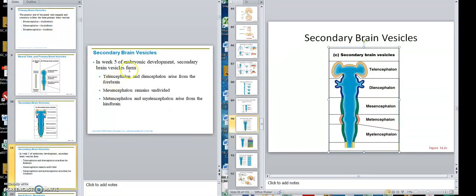So here again are the secondary brain vesicles. In 5 weeks, the embryonic secondary brain vesicles arise from the forebrain, the forebrain being the prosencephalon. This stayed undivided, and then the rhombencephalon became the metencephalon and the myelencephalon. Further divisions of that. Okay.